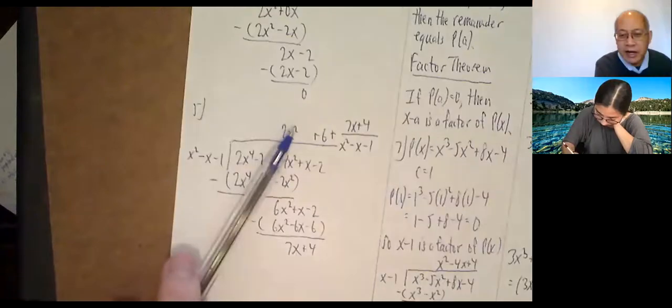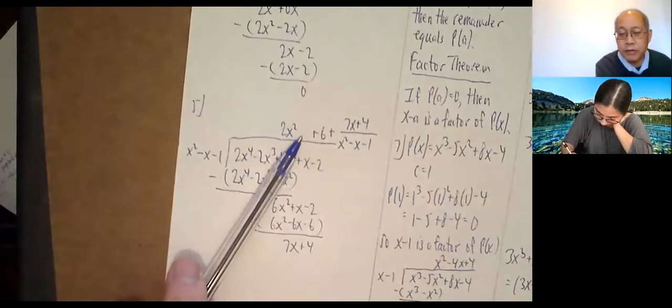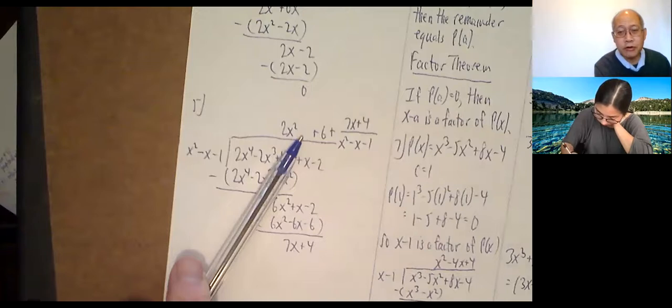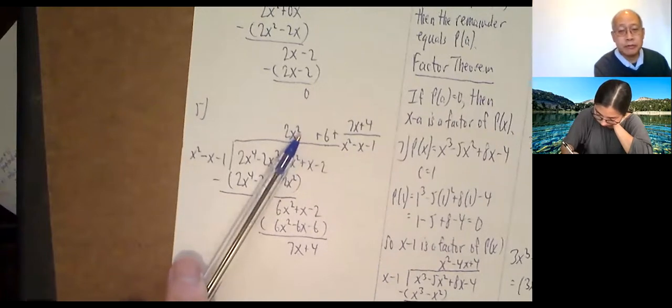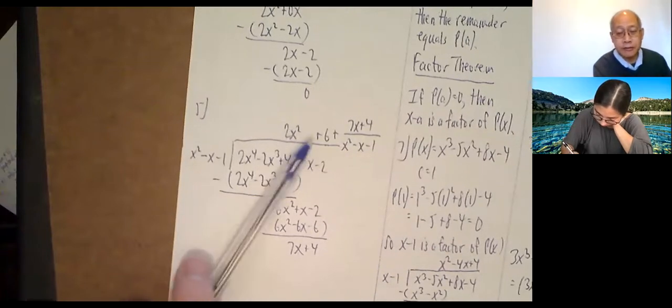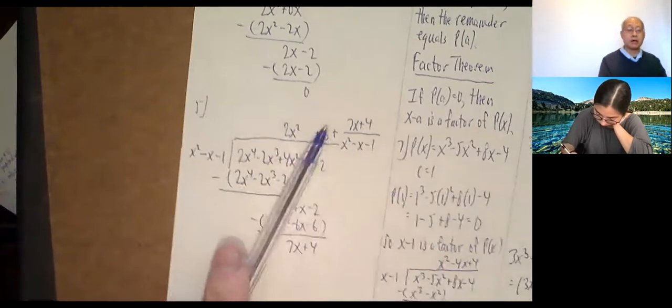Okay. For your final answer, you don't have to put a 0x, because that's normally what we don't do for a final answer. So you shouldn't have to put plus 0x. Just for the answer, just go 2x squared plus blah, blah, blah.